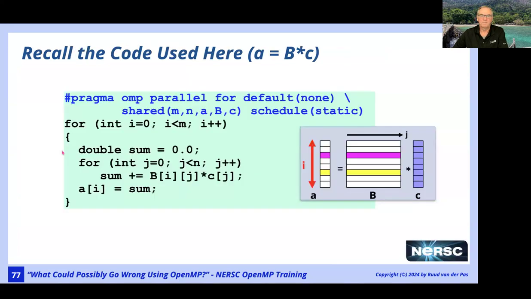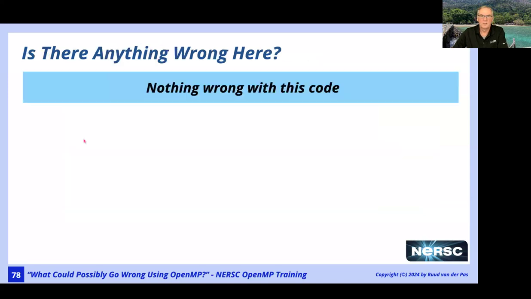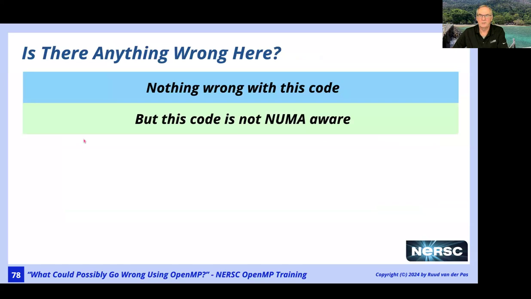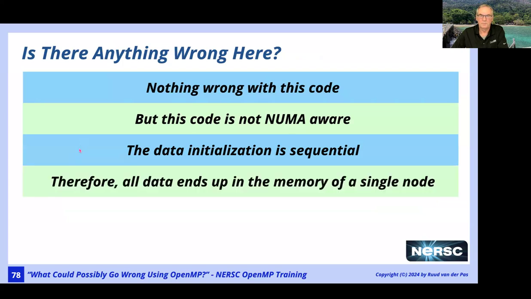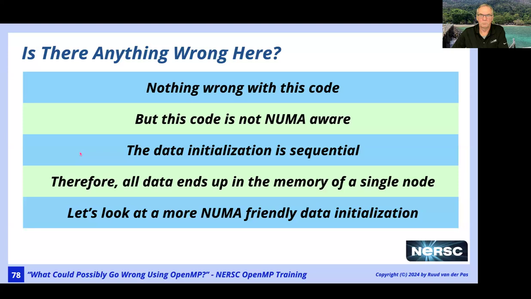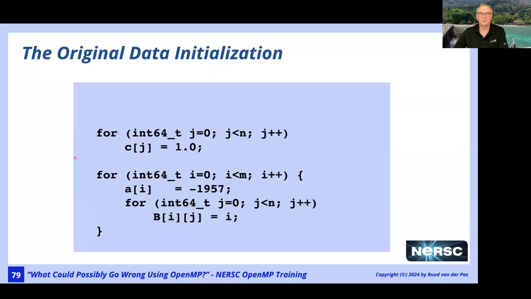And with that, I can start looking at my code again, because my code, my algorithm has been parallelized. But how about my data initialization? Because I didn't say anything about that. And by now, all the alarm bells should go off, because I still have that first touch thing to deal with. So how about the data initialization in this algorithm? I didn't do anything initially. So that means the data was initialized by one thread, and I have the classical situation, all data in a single node. So let's look at a more NUMA-friendly data initialization. This is my code.